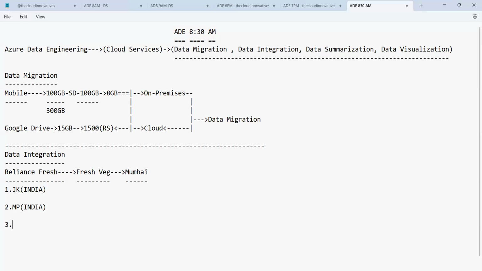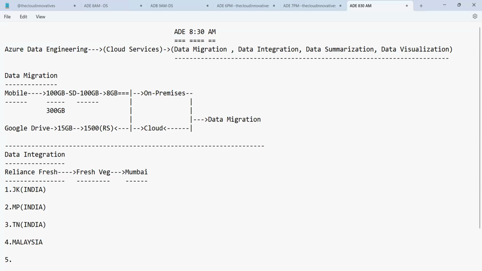And now the next one. Vegetable number three, you bought it from Tamil Nadu, that means cropped and cultivated at Tamil Nadu, India. And the next one is Malaysia. Malaysia is not a part of India, so this is a separate country.